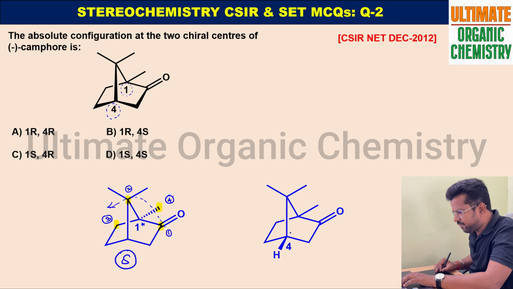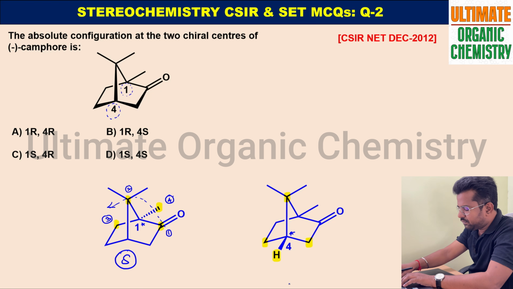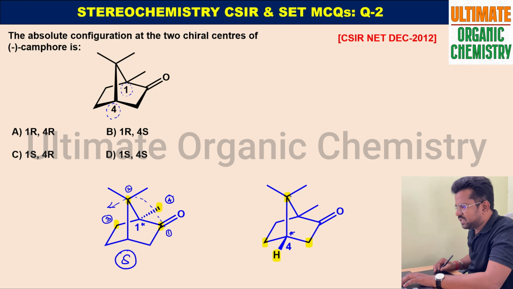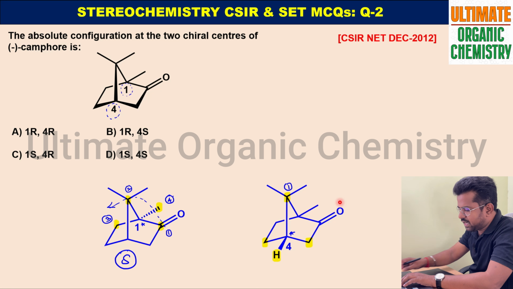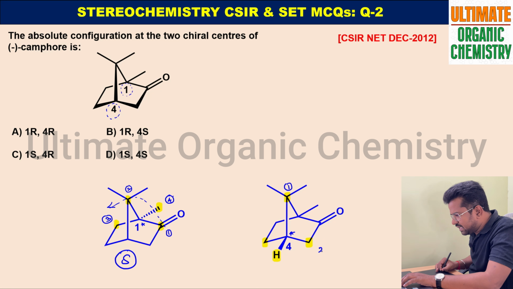Now let us check the fourth chiral center configuration. Initially you need to highlight the atoms which are directly connected to the chiral center. If that is the case, the first priority goes to this carbon because this is a tertiary carbon. And for the second priority, if you look here, this is also CH2, this is also CH2. You need to look at the next atom. This is carbon, this is also carbon. But this carbon is connected to an oxygen atom. So this is getting second priority and this is getting third priority and this will be fourth priority.